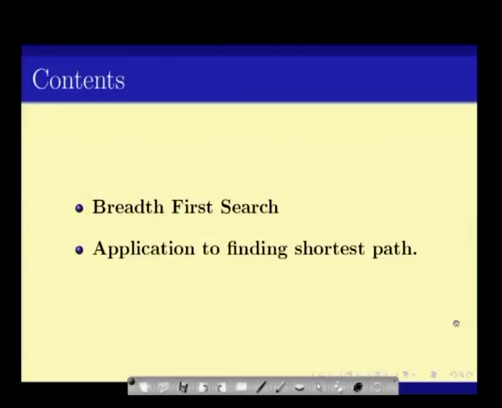Welcome to the UGC lecture series in computer science, and the topic is algorithms. So today we will be looking at best first search, and we will be looking at the applications of best first search to finding the shortest path.